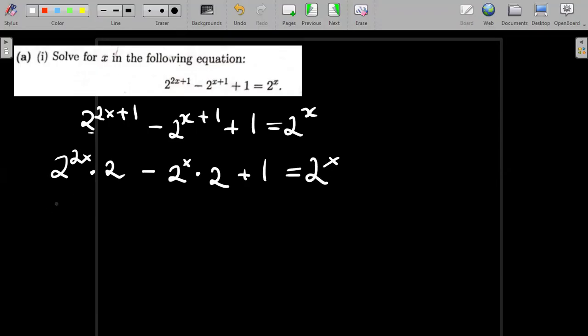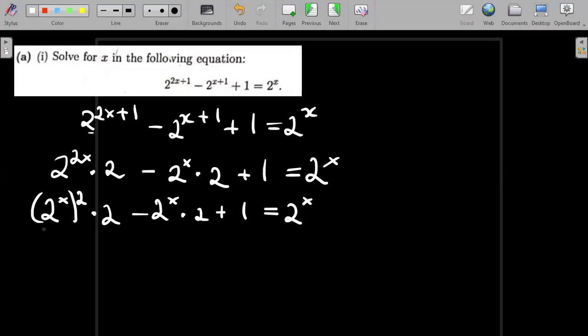Okay, then I can write this first part as (2^x)^2, like that, then I can write the 2 outside. When the powers multiply, you just get 2x in the exponent. Then this will be 2(2^x)^2 minus 2^x multiplied by 2 plus 1 is equal to 2^x. So I can say, let 2^x equal to a.